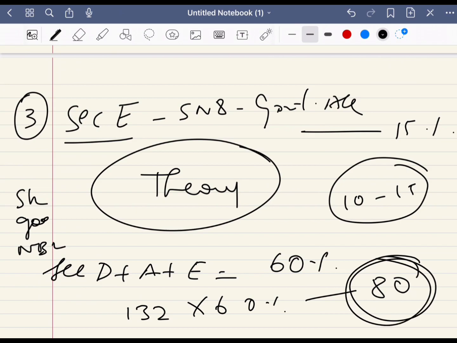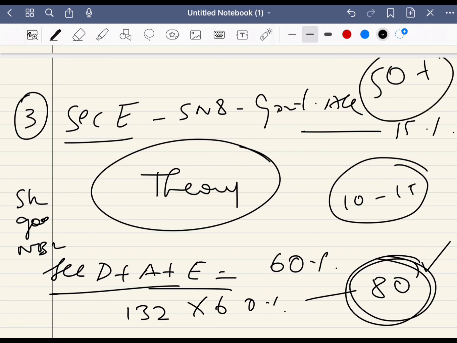Now, if a student properly prepares all these three sections and gives a decent attempt in the exam hall, considering all the normal and abnormal losses, won't he be able to score 50 plus? I'm sure not even 50 plus, he will be happily scoring 60 marks. So that is why I'm stressing on this point. Theory chapters are that important.